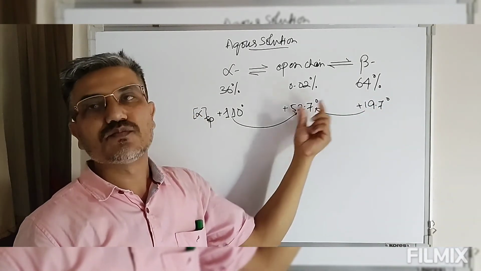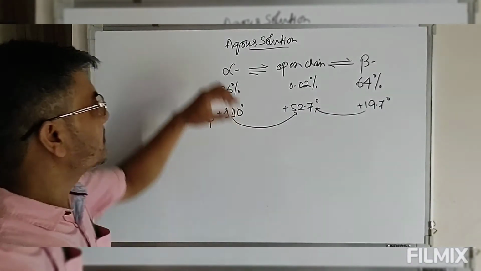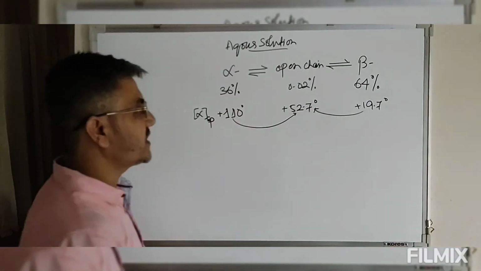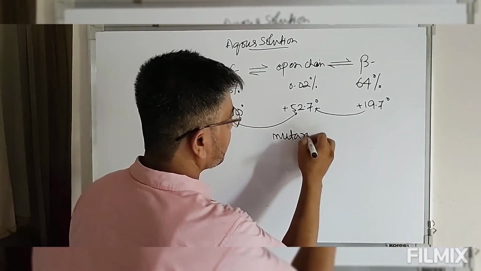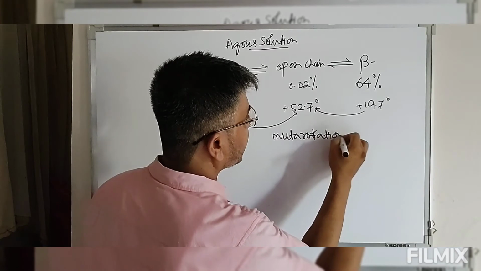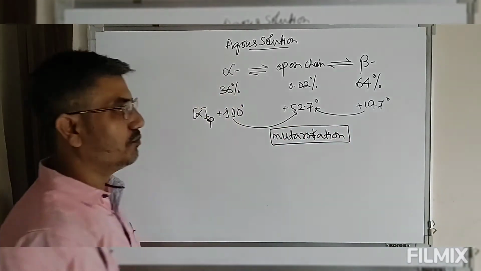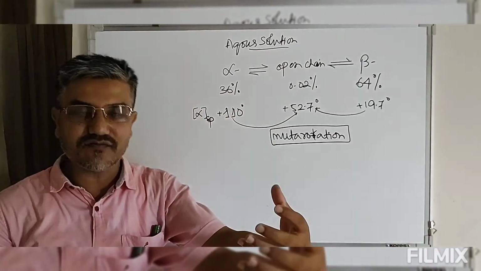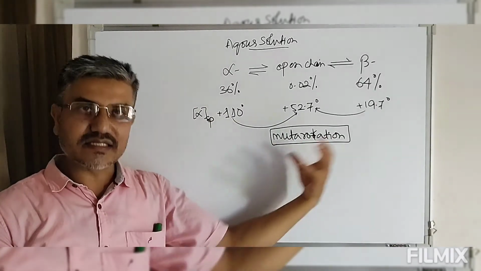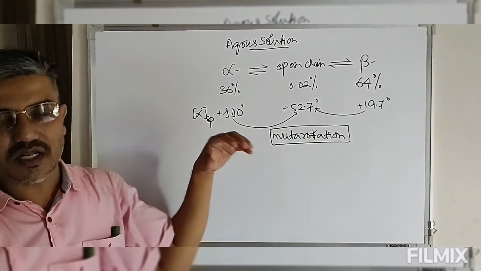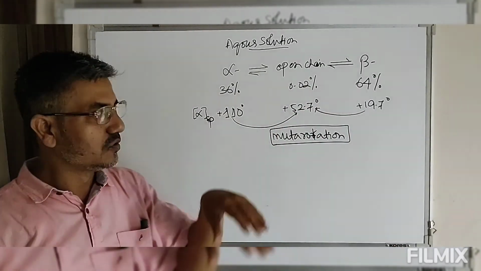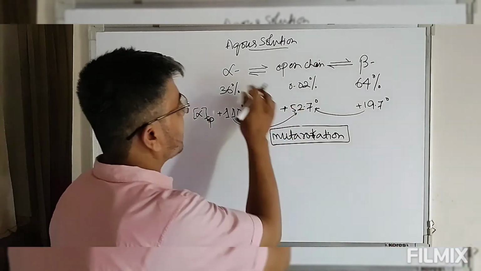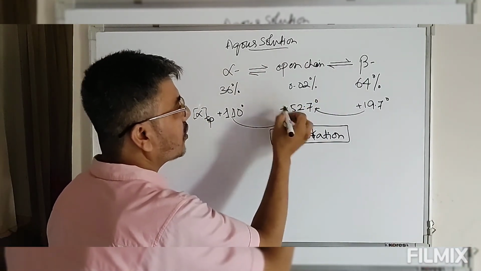Now this change in optical rotation from 110 to 52.7, the equilibrium value, constant value, or from 19.7 degree to 52.7, this change in optical rotation of alpha form or beta form in aqueous solution to a constant value is known as mutarotation. Mutarotation, change in optical rotation. So both alpha form and beta form on standing in solution change to a constant value of 52.7. This increase or decrease in optical rotation of alpha and beta form on standing to a constant value of 52.7 is known as mutarotation. So all this alpha form, beta form and open chain form are all dextrose.